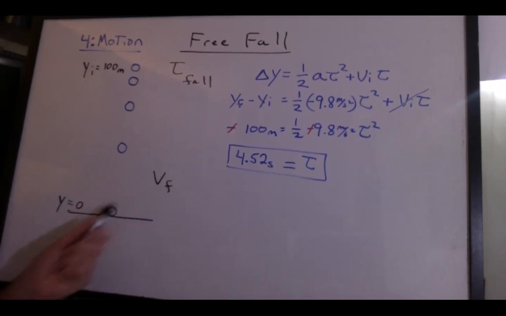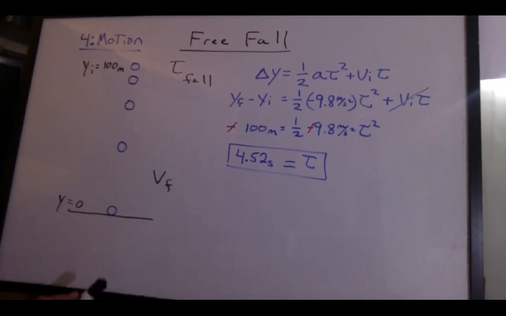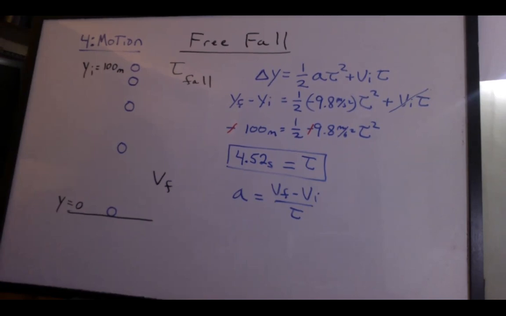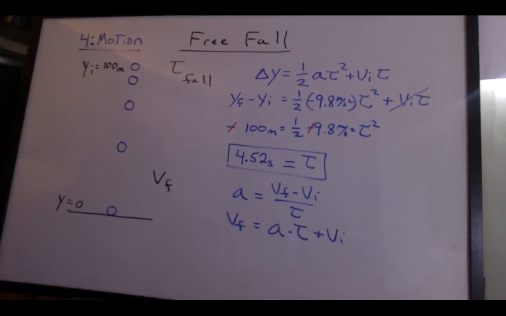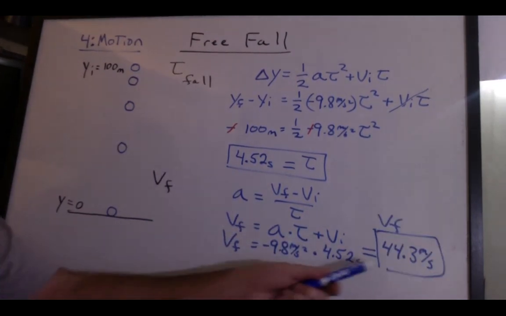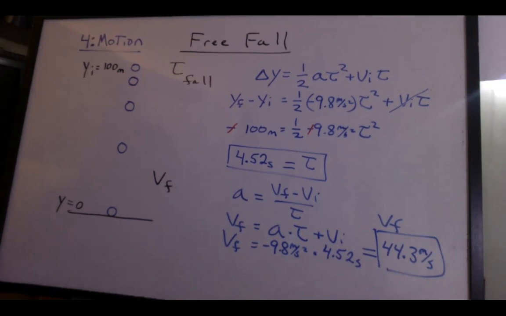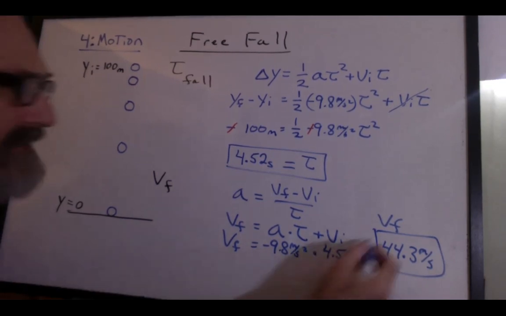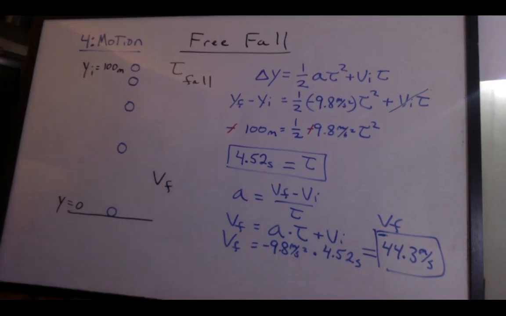Could we find the final velocity when it hits the ground? Let's use the acceleration equation. A little algebra, and this is what we have. The v initial is 0. So we have a final velocity of 44.3 meters per second, but that's a negative sign, so we should make that negative. We said down is negative.